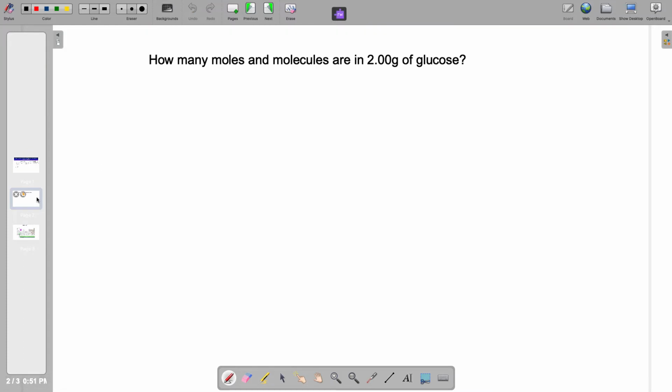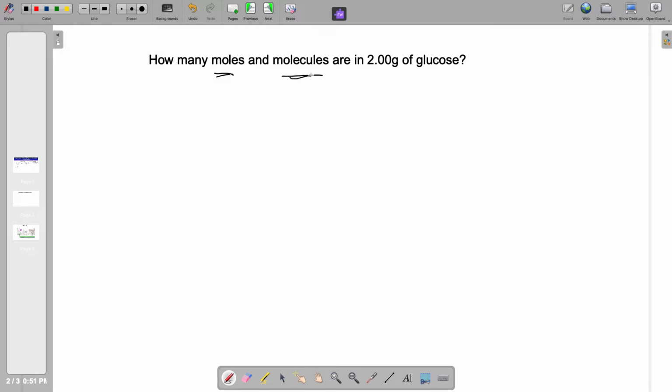So this is the question. The question says, how many moles and molecules are in 2.00 grams of glucose? You've seen that the question is asking you to figure out two things, moles and molecules. Since to get molecules you have to go through moles, that means once you are going to molecules, you definitely have your moles. Okay, so that is the problem.